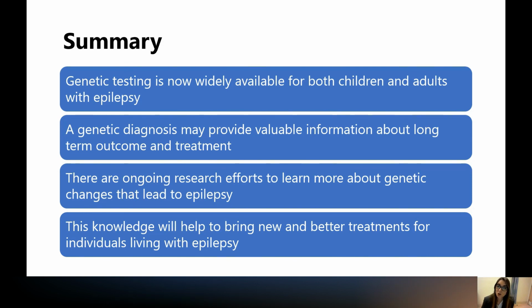And the good news too is that genetic testing is now widely available for both children and adults. OHIP, for example, covers most of the genetic tests we have, as long as it's well ordered and there's some genetic counseling. A genetic diagnosis might provide valuable information about the long-term outcome and the treatment for those patients, like I showed. There are a lot of ongoing research efforts to learn about genetic changes that may lead to epilepsy. This knowledge will help us bring new and better treatments for individuals who live with epilepsy.